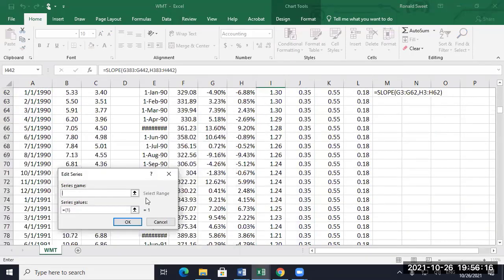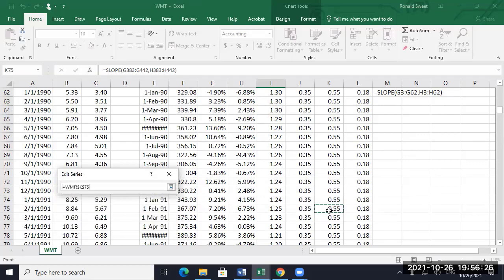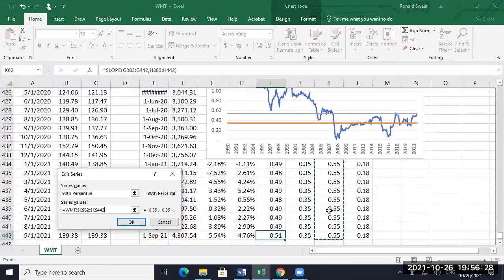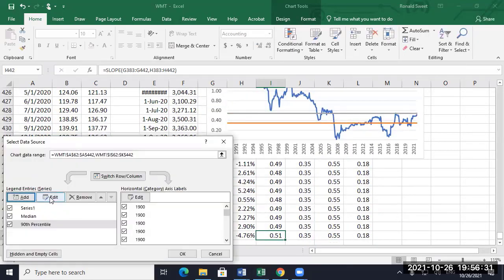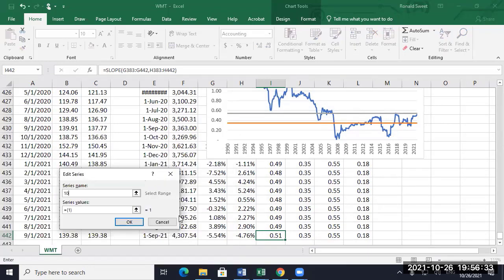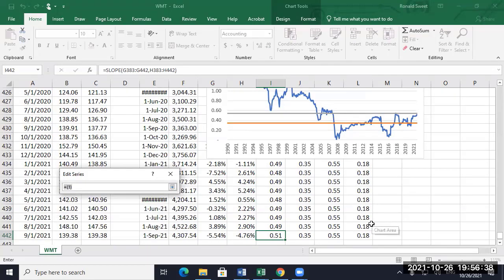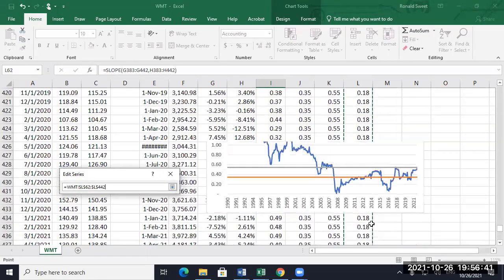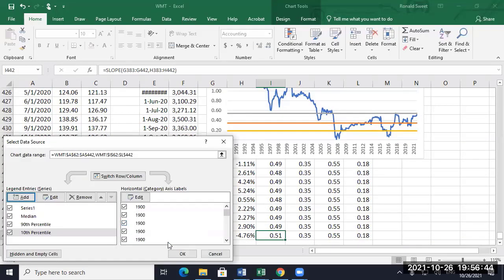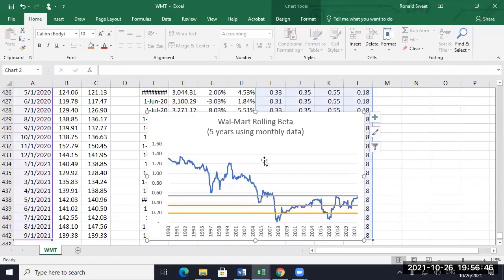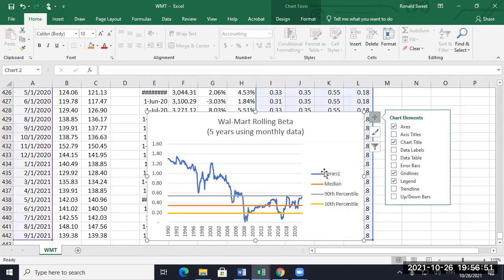Let's add the 90th, or what is it? 90th. I really don't know if the 90th is the highest or the lowest. I don't really care. So you can decide which direction you're going on that. And then we'll add 10% out. And legend in there.